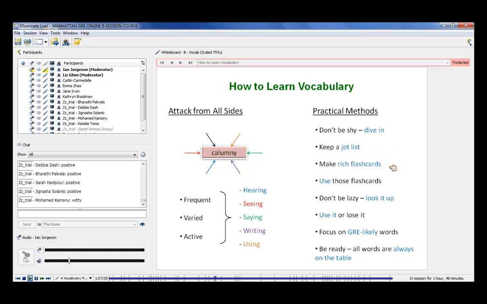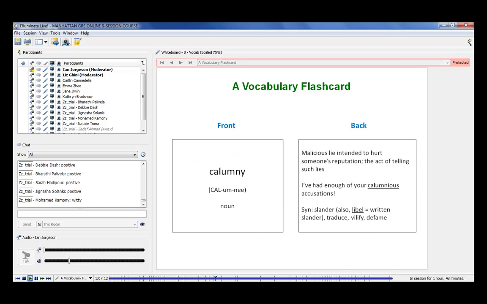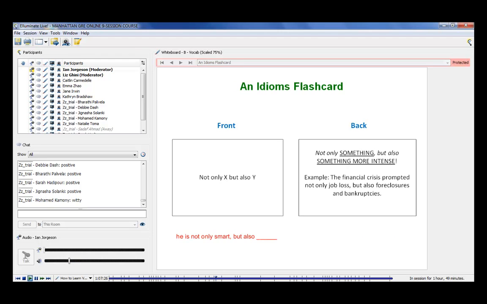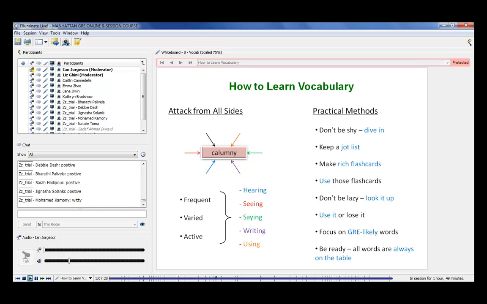Make rich flashcards. That means don't just put the word on the front and the definition on the back. Put other stuff. Put synonyms. Put related words. I don't have that on this one, but I do have a list of synonyms: slander, vilify, defame, traduce, right? Words that are related to it, sentences that you've used the word in to understand the context. Maybe if you run into that word in a GRE problem, mark down what problem you saw it in so you can look at that problem again.